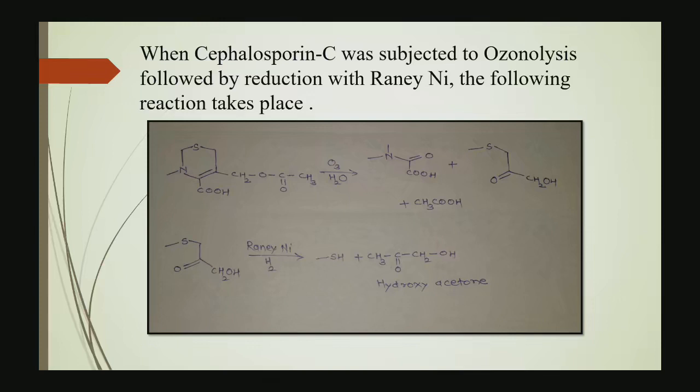When cephalosporin C was subjected to ozonolysis, it gives two compounds, from which the one compound that contains sulfur on reduction with Raney nickel gives the above compound, that is hydroxyacetone. And the other one compound.